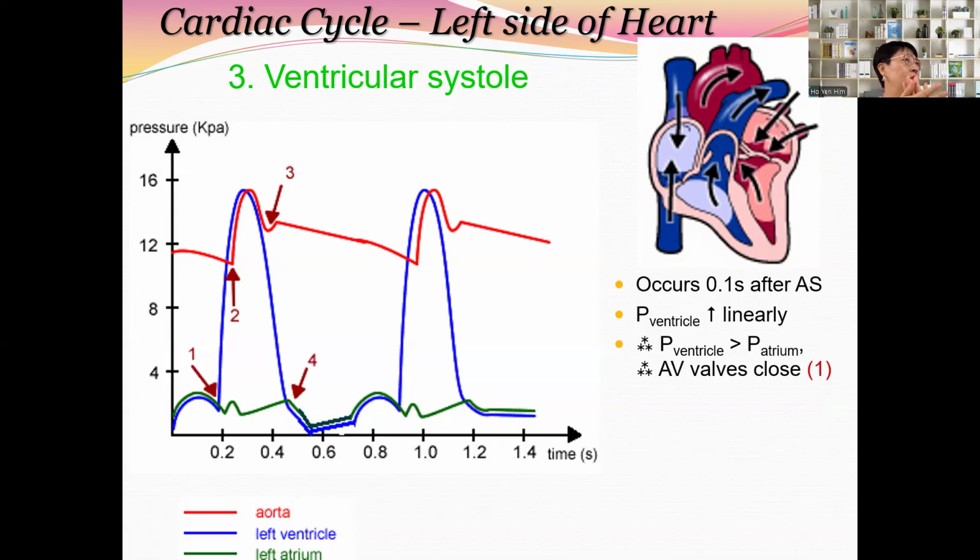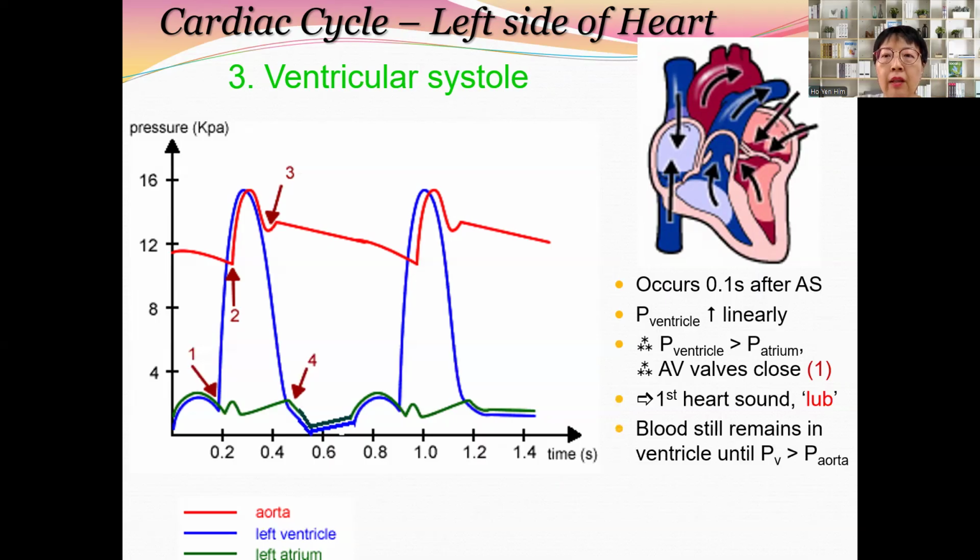So when the valve closes, what do you hear? Lup or dub? Lup, the first heart sound. Okay, the AV valve closes. The two flaps or the three flaps, they close and touch each other. So you hear the first heart sound. Lup. Okay? First heart sound, lup.